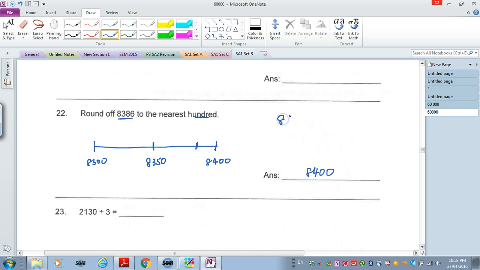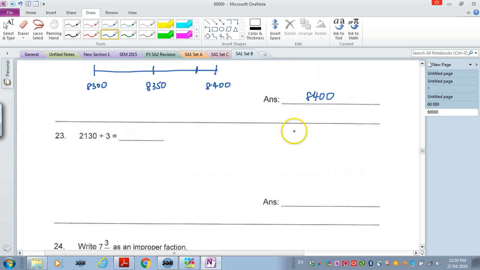Alternatively, because I want to round off to the nearest 100, I underline the 100, I just circle the tens. 8 tens is more than 5 tens, so we round up. Right? So when we round up, it becomes 8,400.